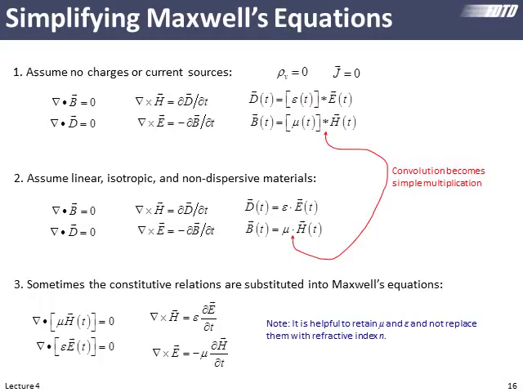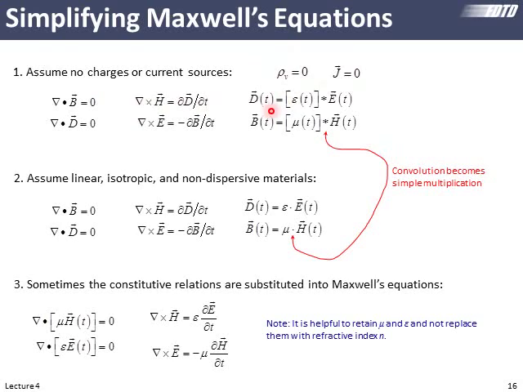One common thing is that we assume no charges or current sources. That means this rho term is zero, and it means this J term is zero. And there certainly are uses for making those non-zero, but we're not going to address those this semester. But if we assume those are zero, Maxwell's equation is reduced to this.